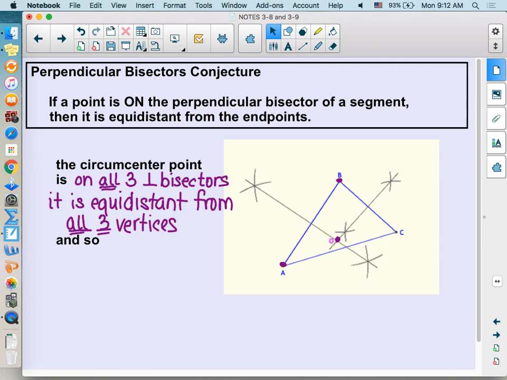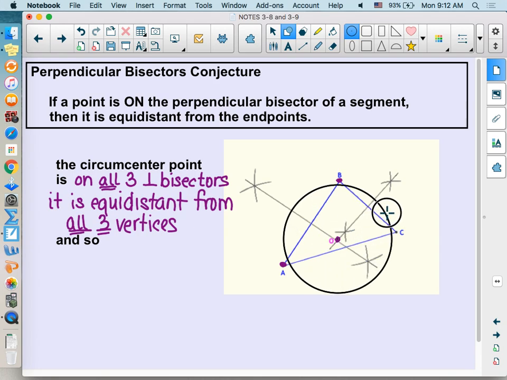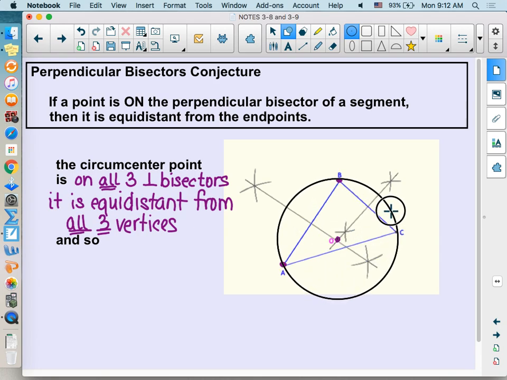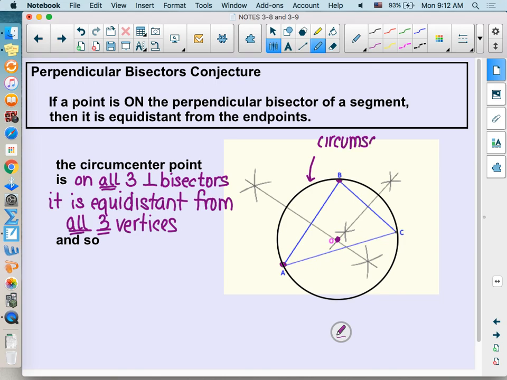What I'm able to do then is I should be able to take my compass when I construct this, and I should be able to start a circle that comes out and intersects at those three vertices at the same time. So by construction, that circle would be called the circumscribed circle, because it's going around or about, if you're a root word person, the entire triangle.